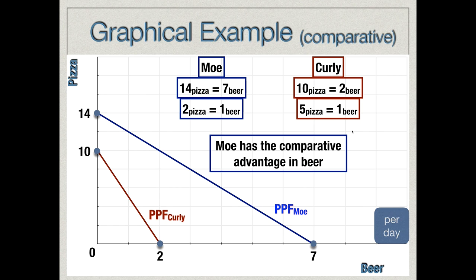So Mo has the comparative advantage in beer production because the opportunity cost for Mo of producing a beer is 2 pizzas compared to 5 pizzas for Curly. So again, I hope this is helpful to you.